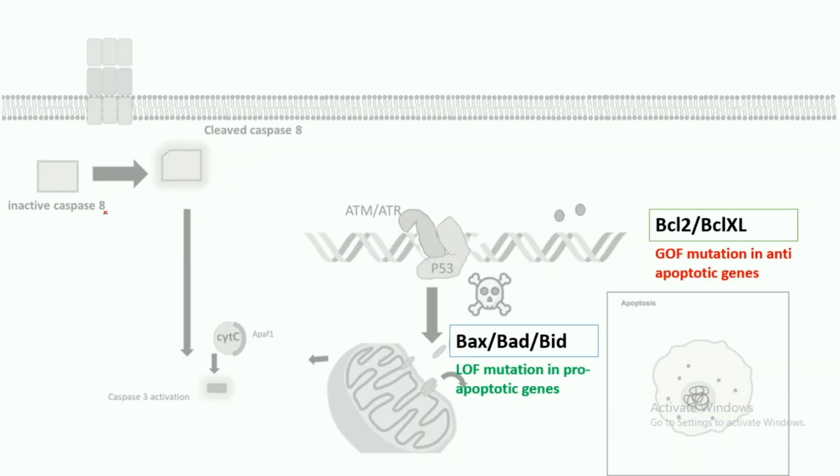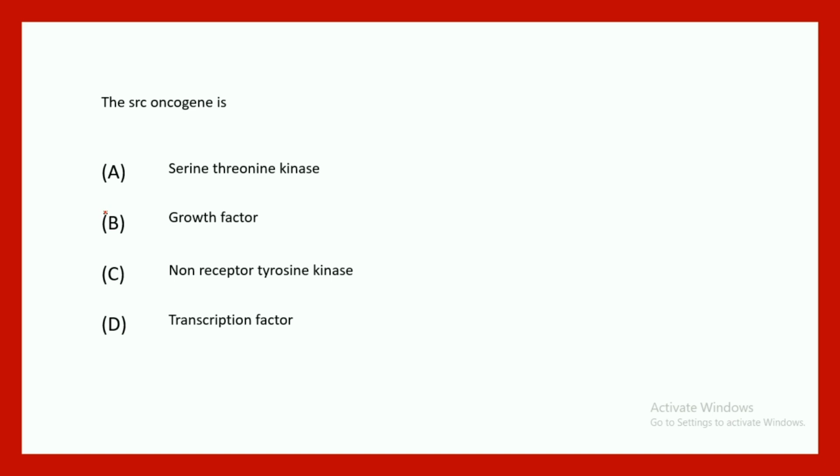So obviously we can understand BAX, BAD, BID, all of these are pro-apoptotic genes, whereas BCL2, BCL-XL, these are anti-apoptotic genes. So this is very important.